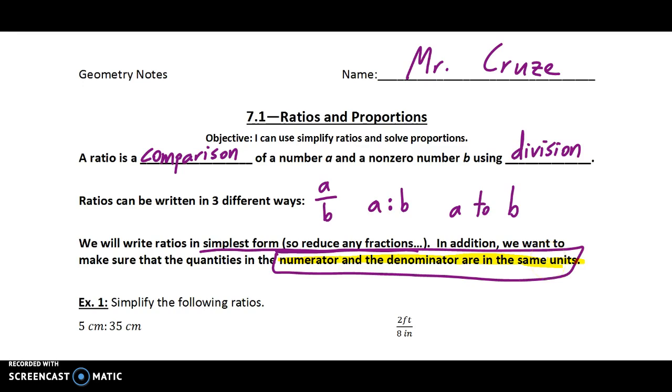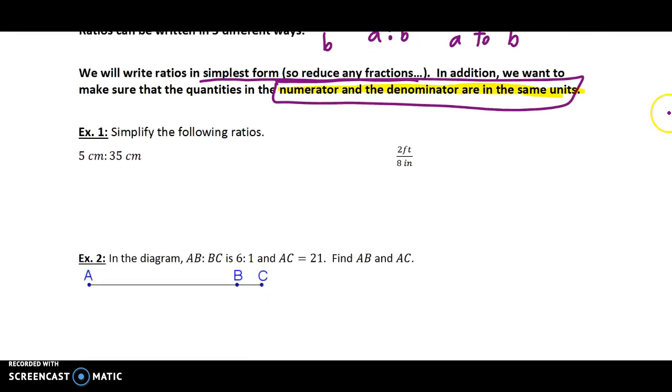Circle, star it, highlight it, something. But that is huge. The numerator and the denominator must be in the same units. If you really want to know, the most commonly missed thing from this section, year after year, is people never put the numerator and the denominator in the same units. You have to, otherwise this will fall apart. Okay? So let's try some.